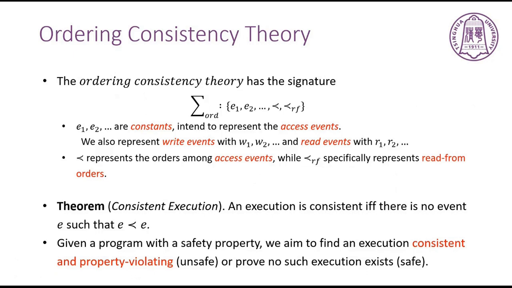Given a program with a safety property, we aim to find an execution that is consistent and property violating, or prove that no such execution exists. So we only care about consistent executions. When we find a self-loop, we treat it as an inconsistency and try to resolve it.